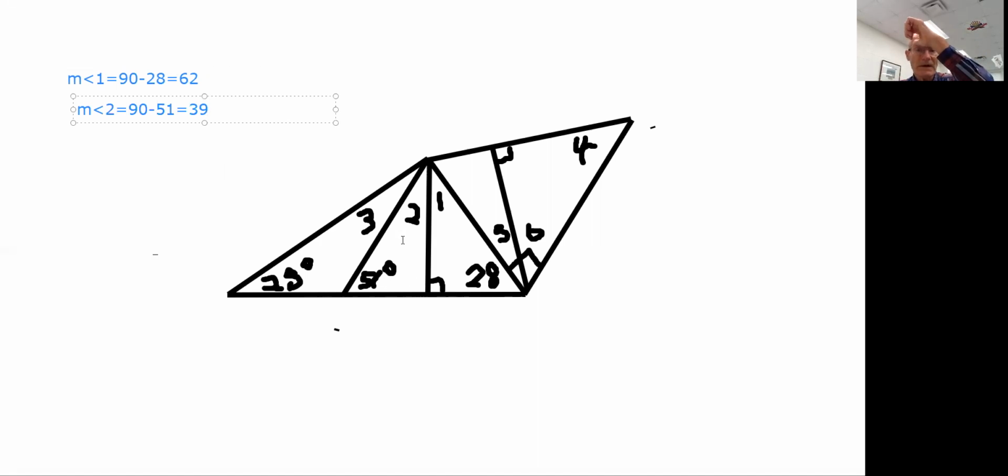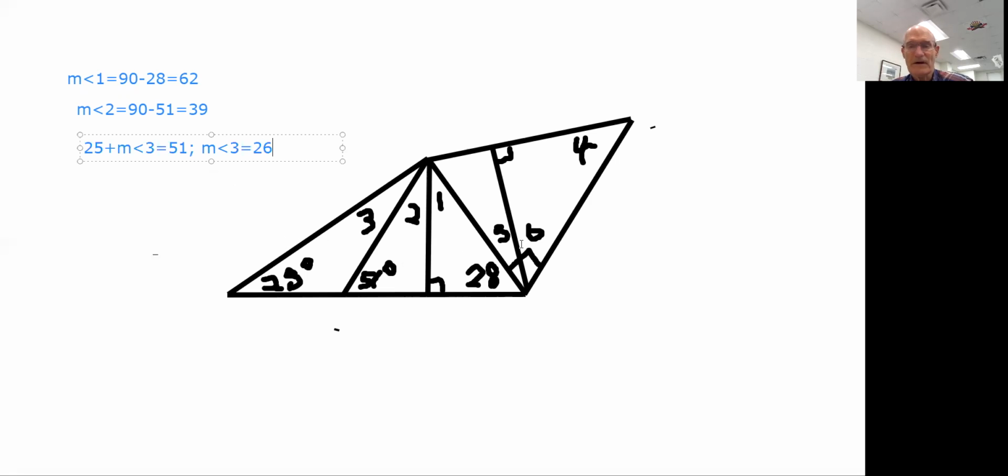Now, if you look at angle 3 here, angle 3 plus 25 equals 51, because this is your exterior angle concept. So I can say that 25 plus the measure of angle 3 equals 51. So we can subtract 25 from 51 and say the measure of angle 3 is equal to 26.